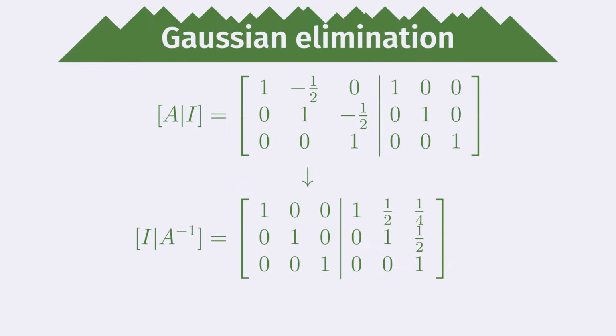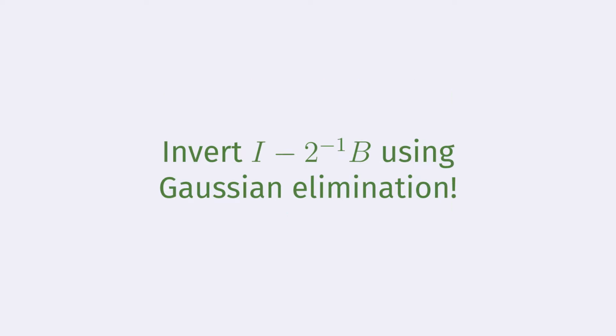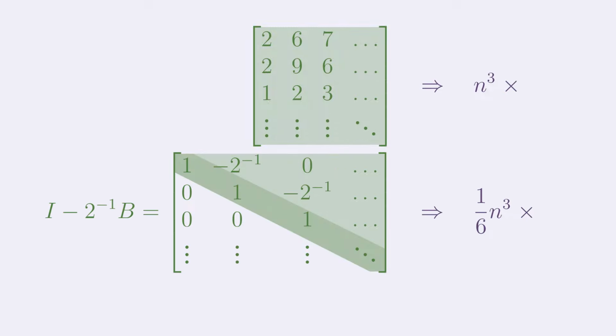When working with real-valued matrices, inverse matrices are usually calculated using the Gaussian elimination algorithm. I was late to realize this, but we can use basically the same algorithm when working with integers mod p, and so we can invert the matrix I minus 2 inverse b directly. For general n by n matrices, this takes around n cubed multiplications. Lucky for us, our matrix is in particular an upper triangular matrix with ones on the diagonal, which simplifies the algorithm significantly, and we only need around 1/6 n cubed multiplications.